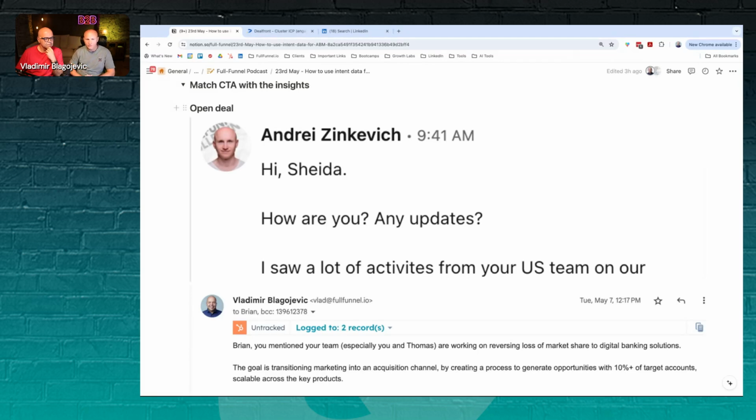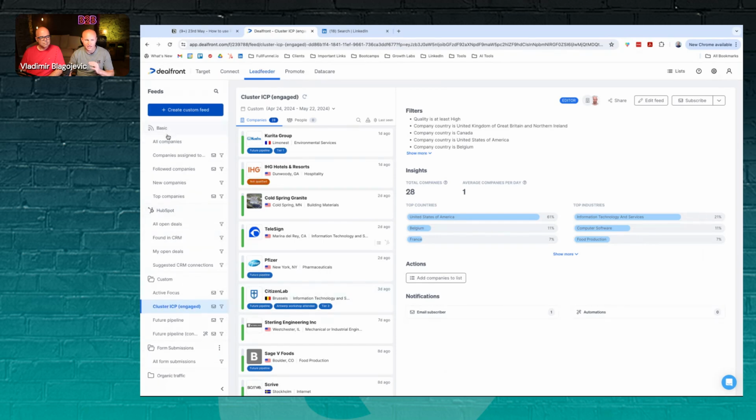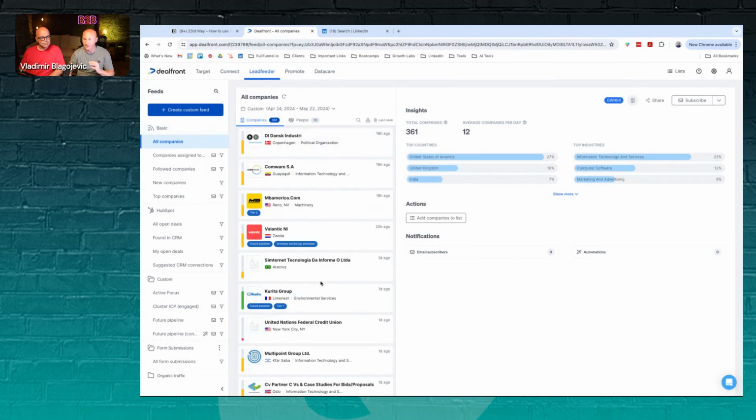I think what is really broken is that companies look at this intent. They don't have these filters, of course. In most cases, they have this one: all companies that are visiting your website. And imagine if marketing is in charge of this. What's happening next? They send a list of these accounts, with unknown buyers, because you don't know who actually visited your website, to sales and say, hey, here is the list. 361 companies engaged with us in the recent almost one month. Go and chase them.